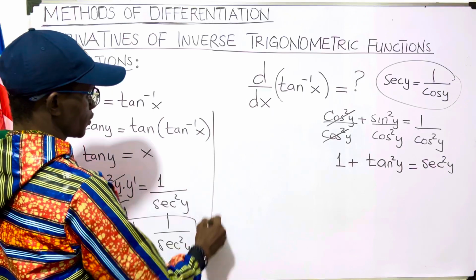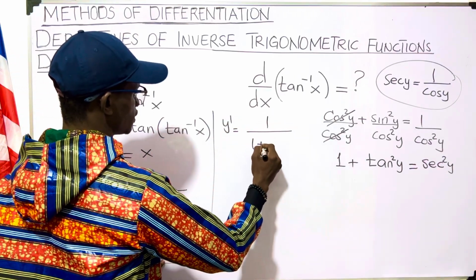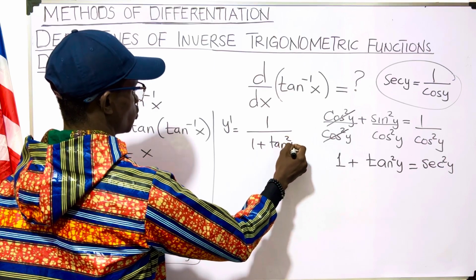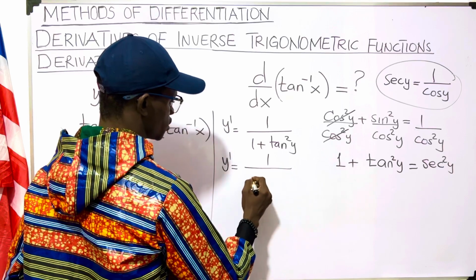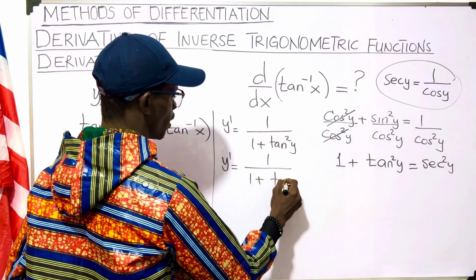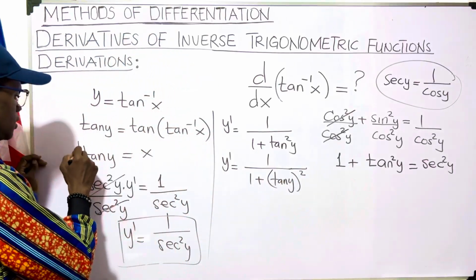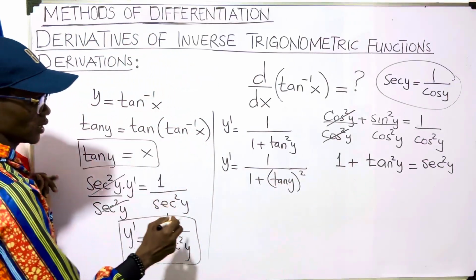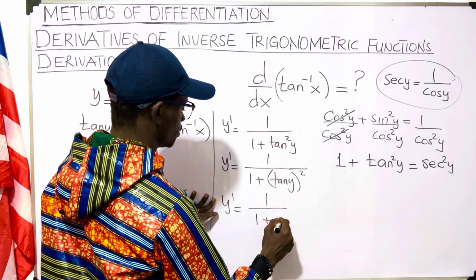So we have y prime equal to 1 all over 1 plus tangent square y. Rewriting tangent square y, we have tangent of y all squared. Tangent of y was just equal to x. So y prime is just 1 all over 1 plus x squared.